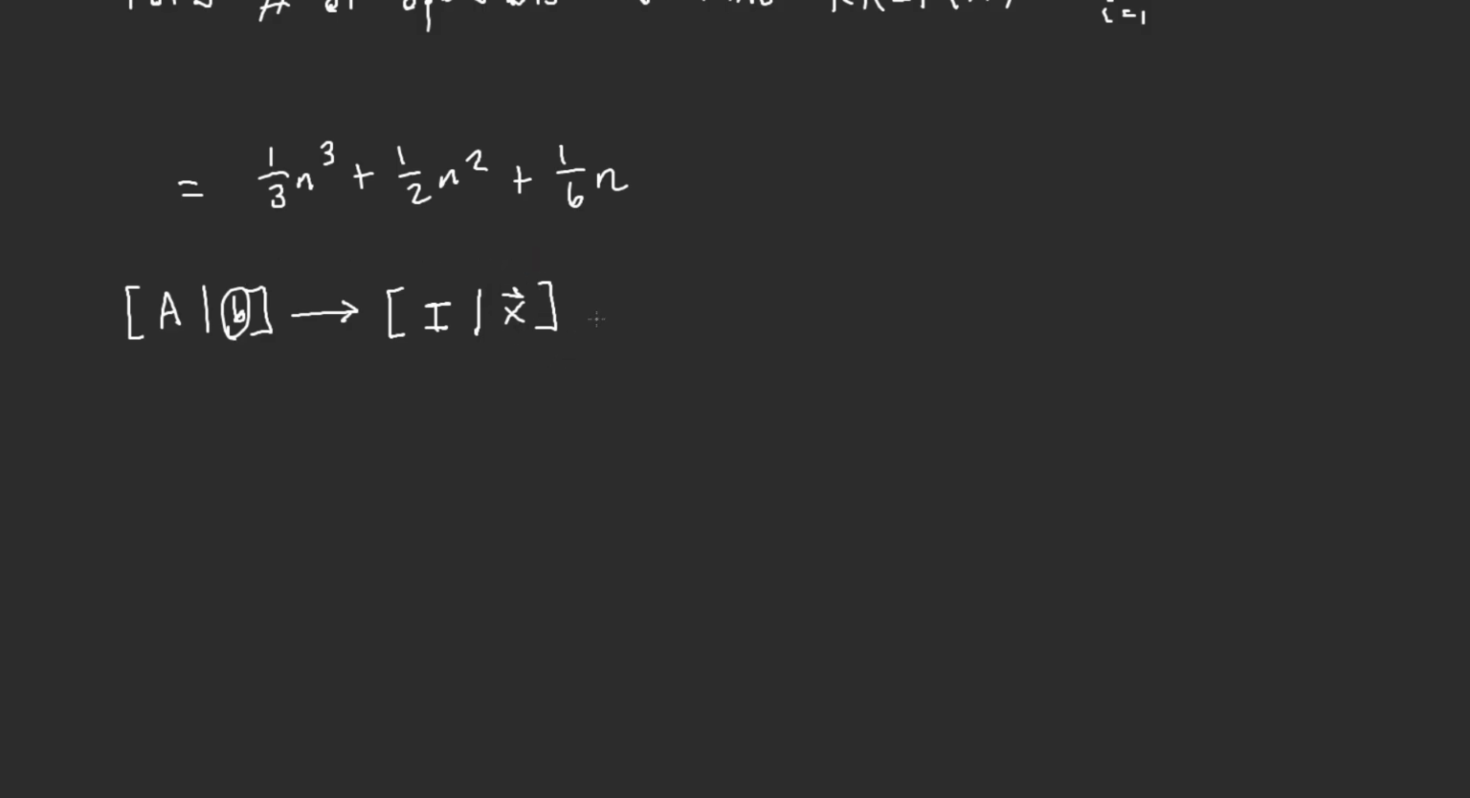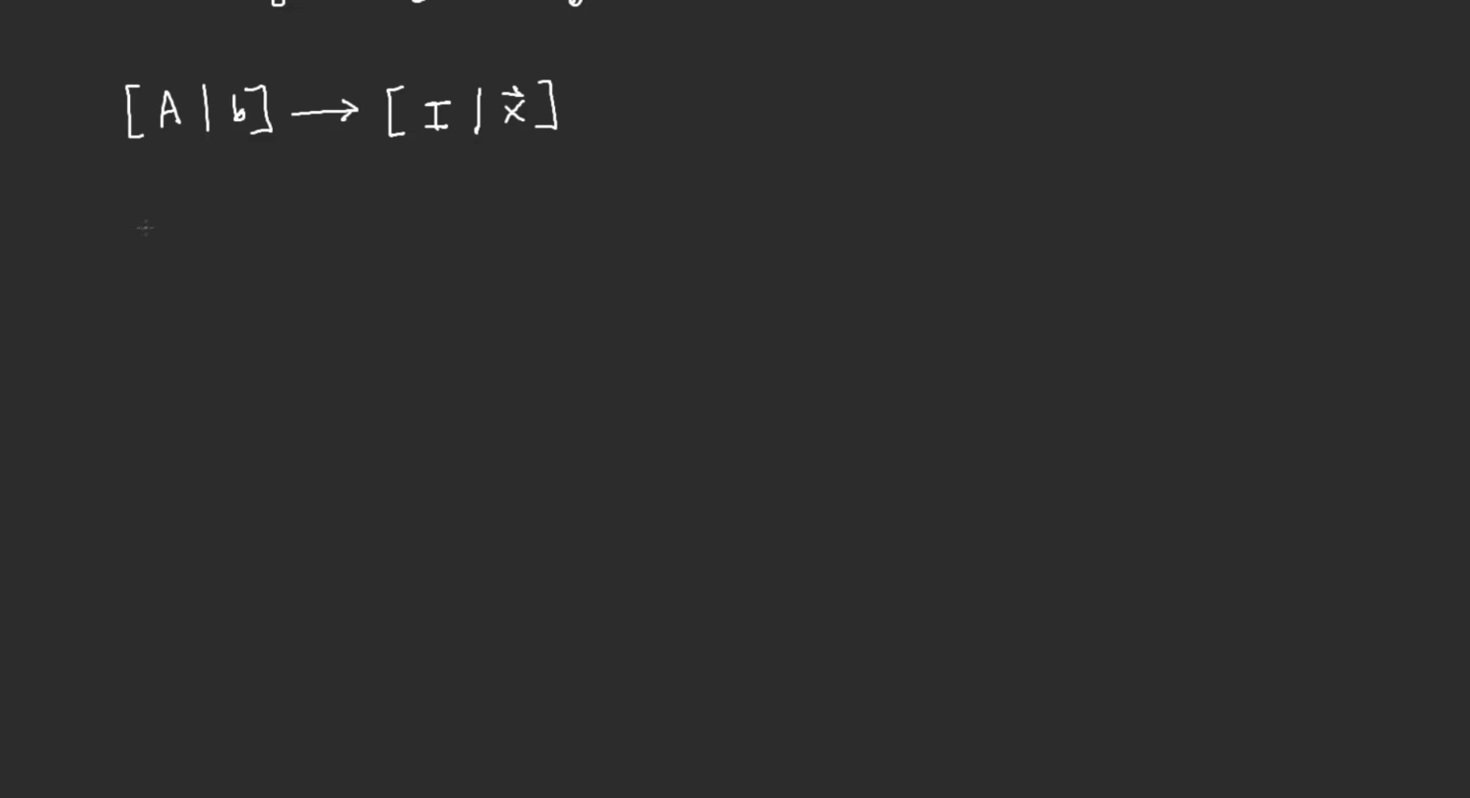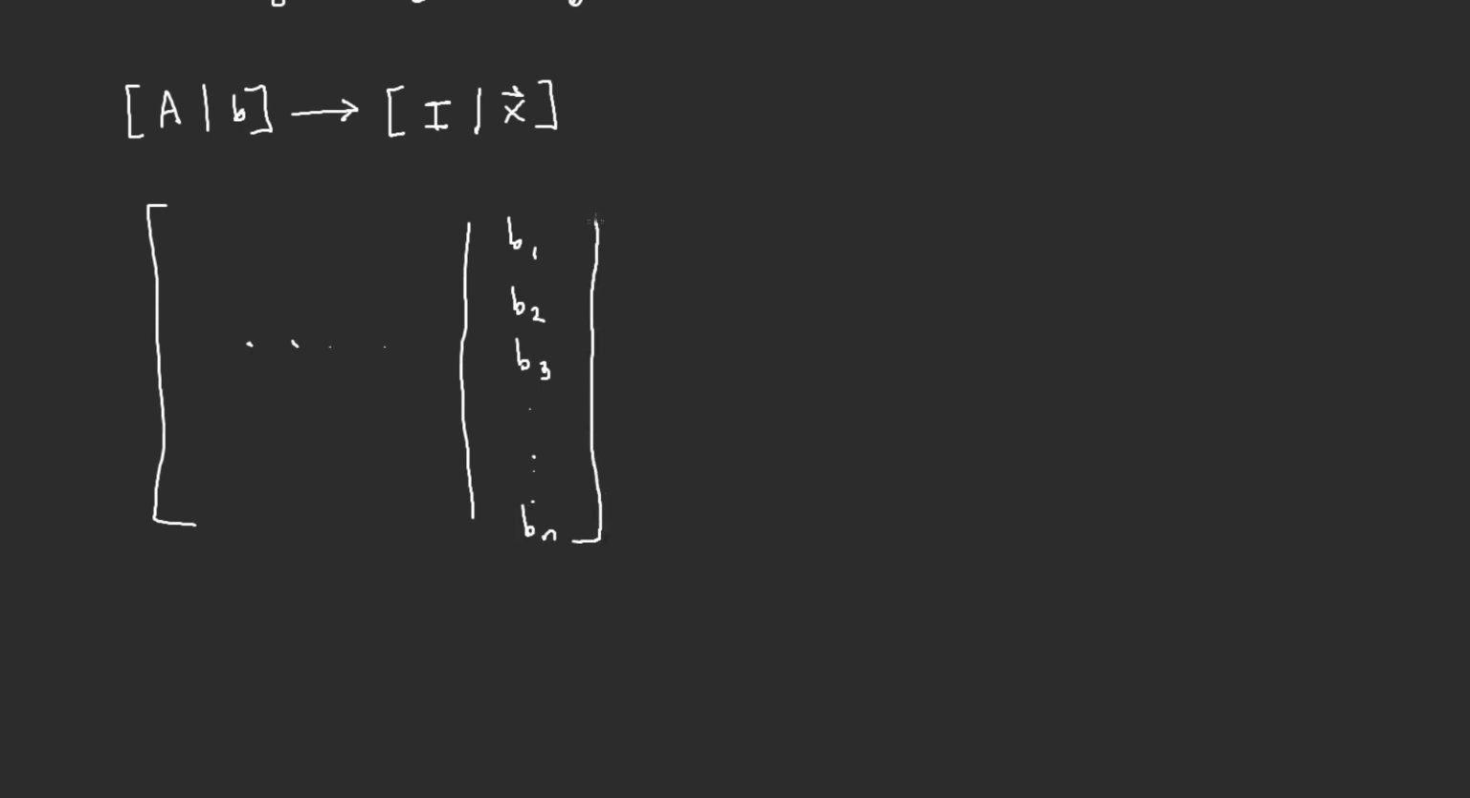And so let's see how that's going to look. If I draw our augmented matrix here, we have our coefficient matrix here, but I'm not going to worry about that right now. Right now, I'm only interested in the entries on the right-hand side, and so that's going to look something like this. There's going to be n components here.